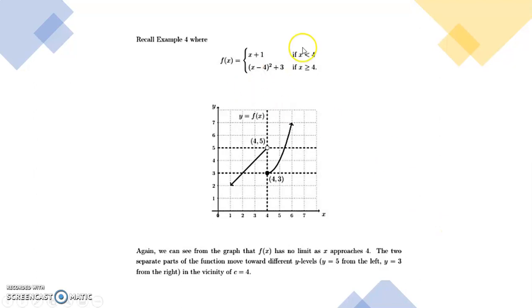Okay, so let's take a look at the graph of the example 4. As we approach 4 from the left, ito yung values ng f of x natin. So it approaches 5. As we approach 4 from the right, ito yung values ng f of x natin. So it approaches 3. So magkaiba yung point na ina-approach nila. So sinasabi natin pag ganito ang case, limit does not exist.